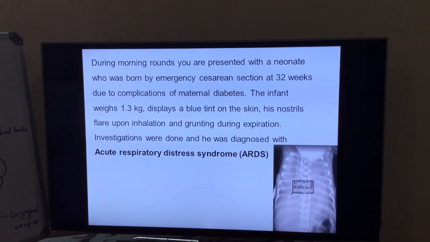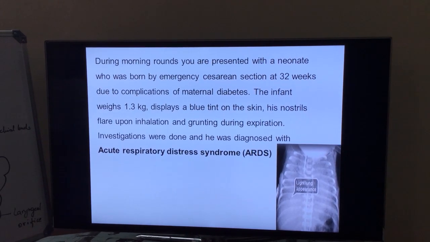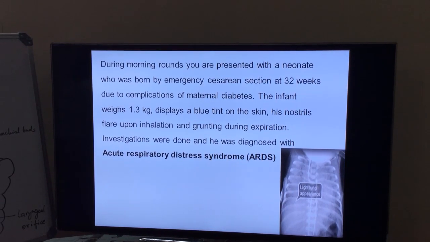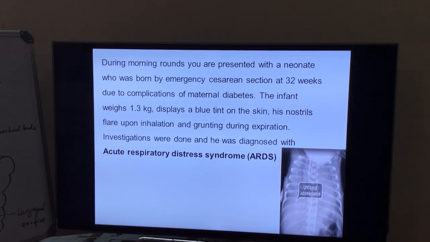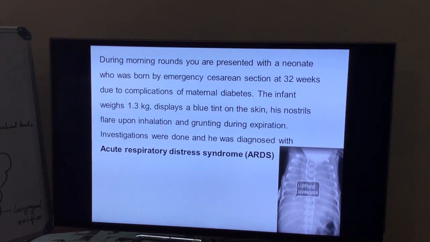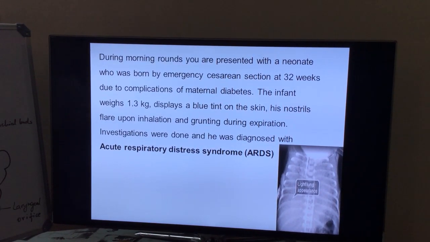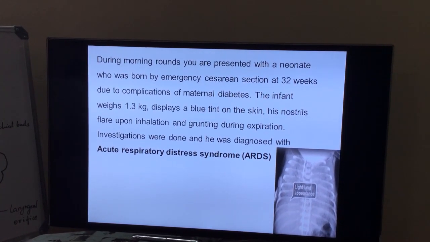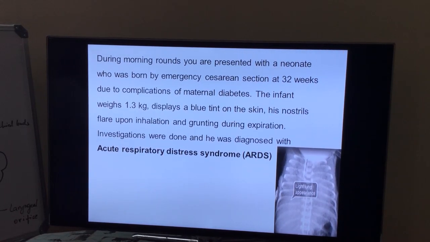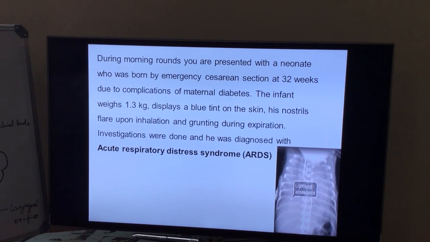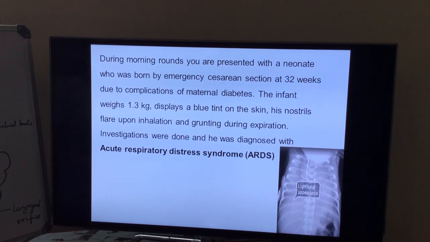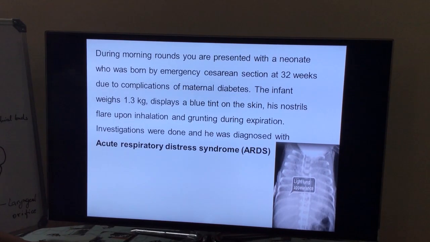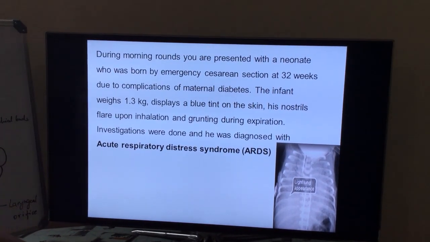The first case, during morning rounds, you are presented with a neonate who was born by emergency cesarean section at 32 weeks due to complications of maternal diabetes. The infant weighs 1.3 kg and on inspection, the infant had a blue tint on the skin, that is cyanosis. His nostrils flare up on inhalation and there is grunting during expiration. So that means there is respiratory distress in the neonate.